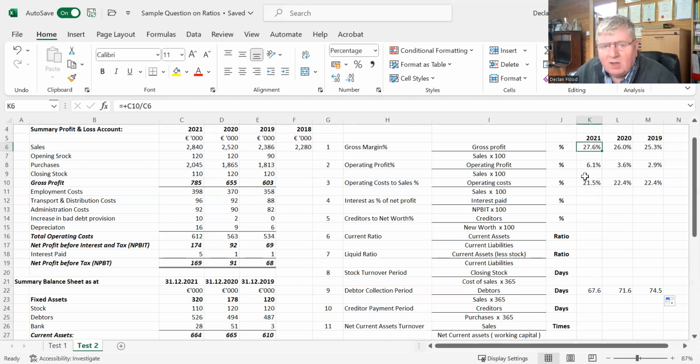When we look at our gross margin percent, again, in 2019, it was 25.3. It went up to 26 in 2020 and went up to 27.6 in 2021. So the profit figure is on the increase, which means that they're making more money. Either they're buying cheaper or they're getting a higher price. Either way, the difference between what they're buying and what they're selling is increasing.